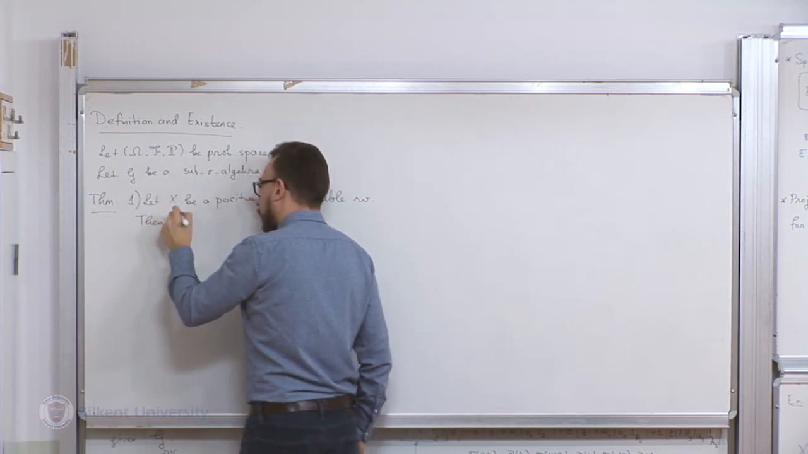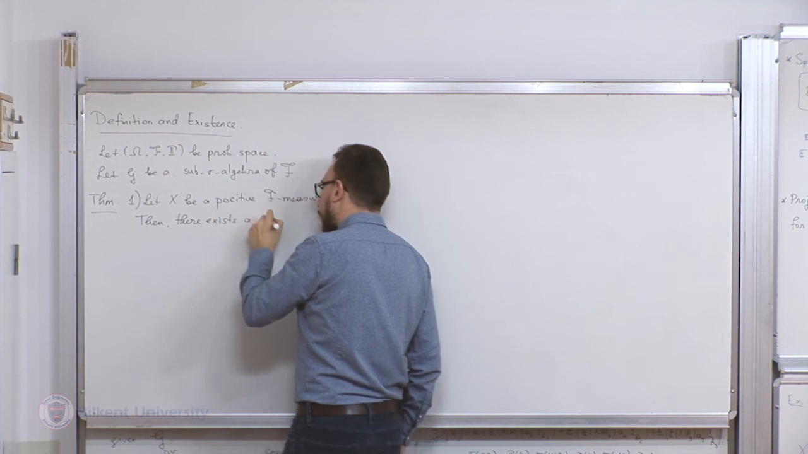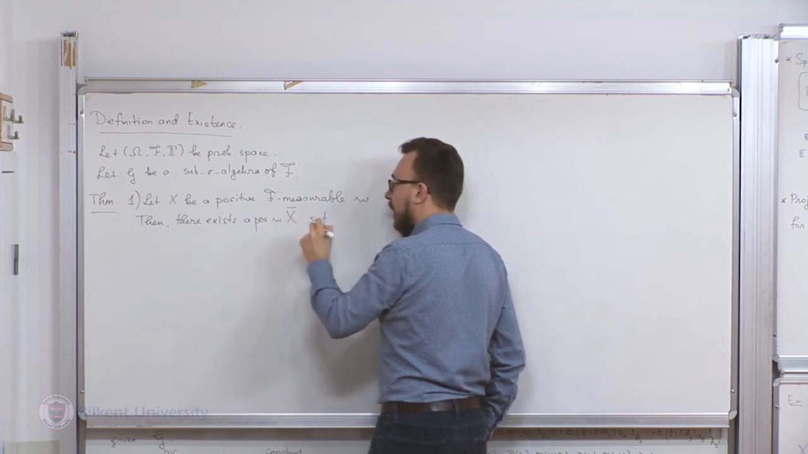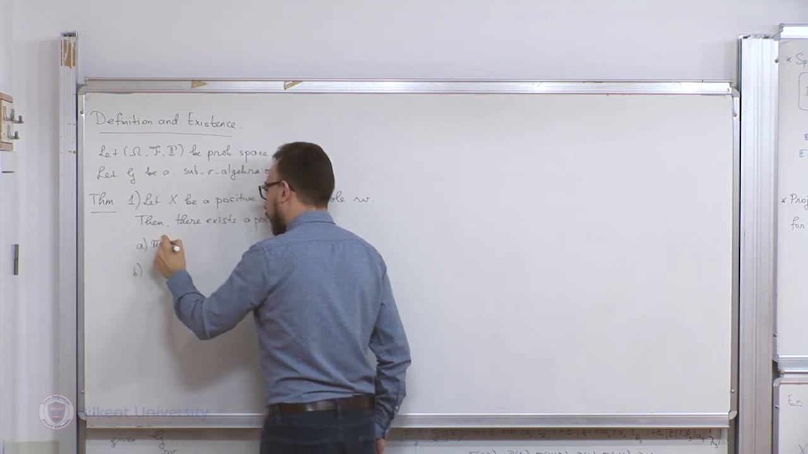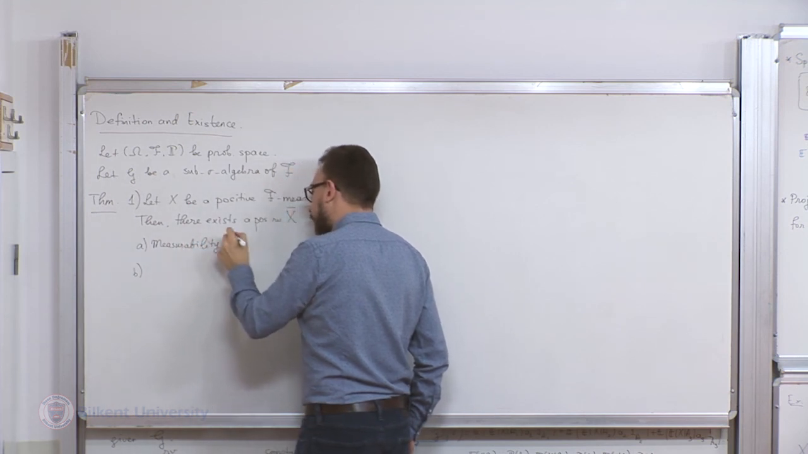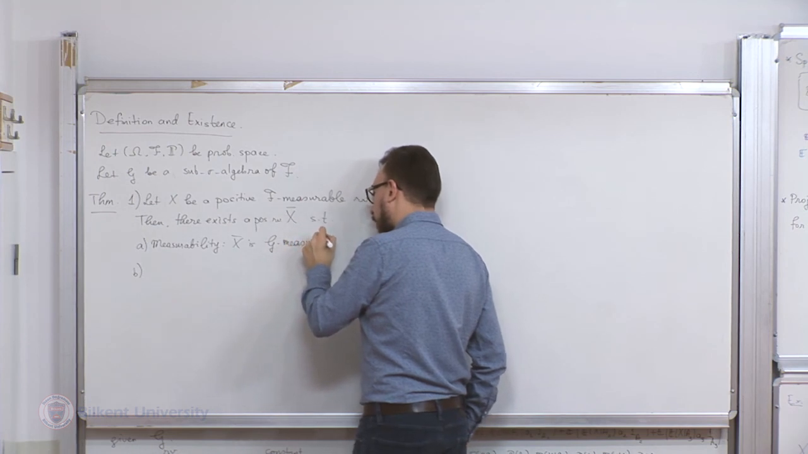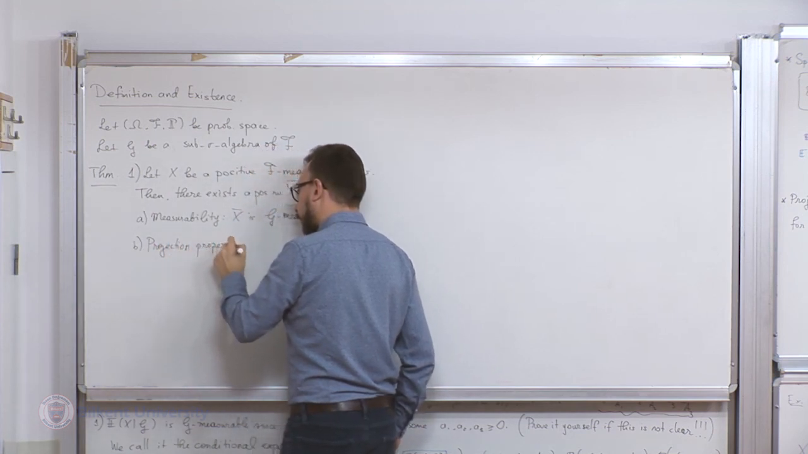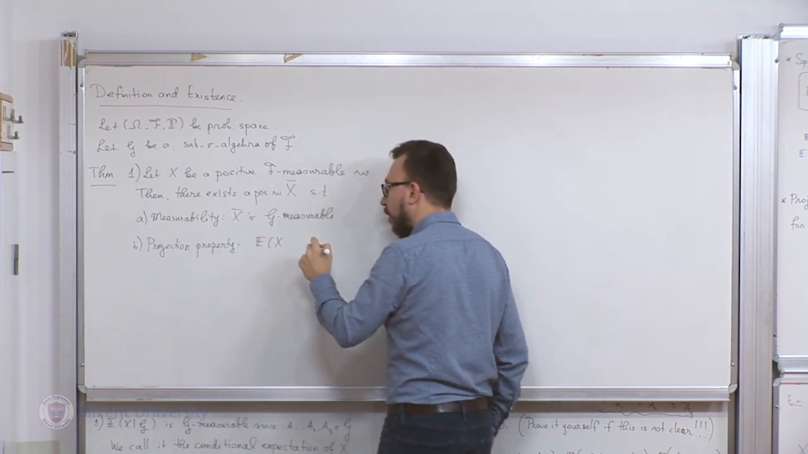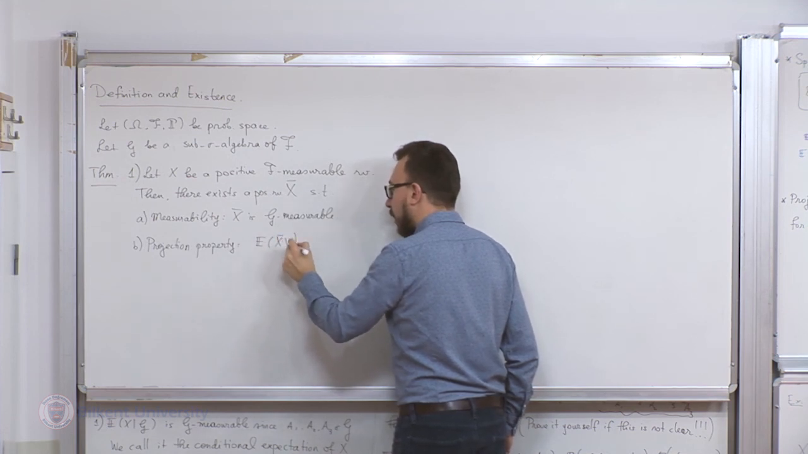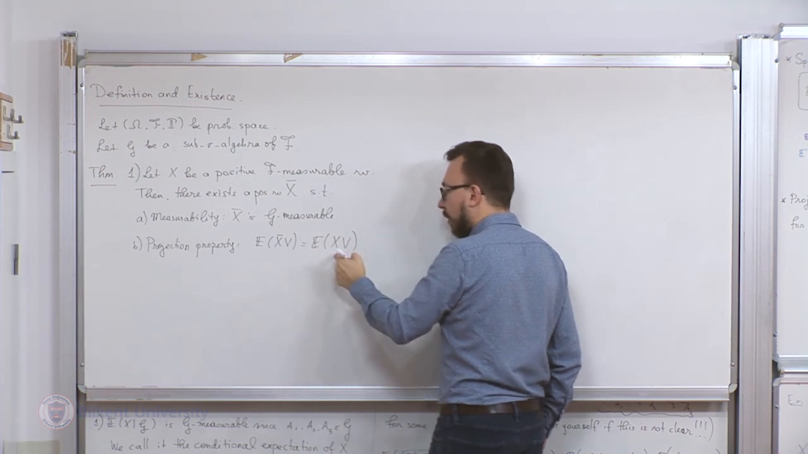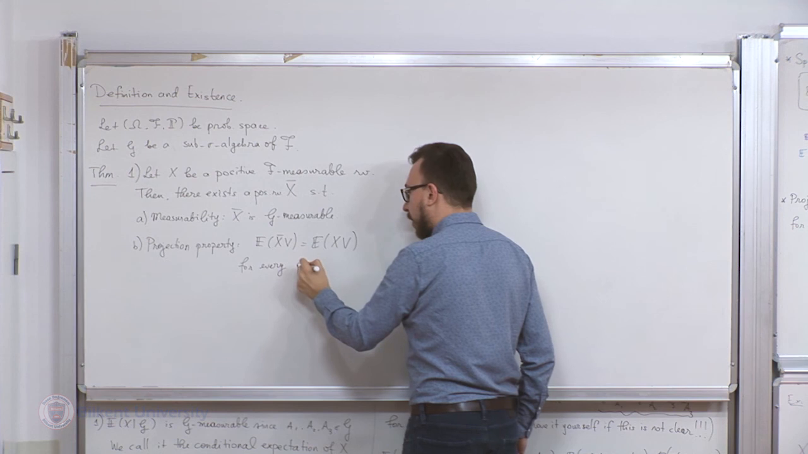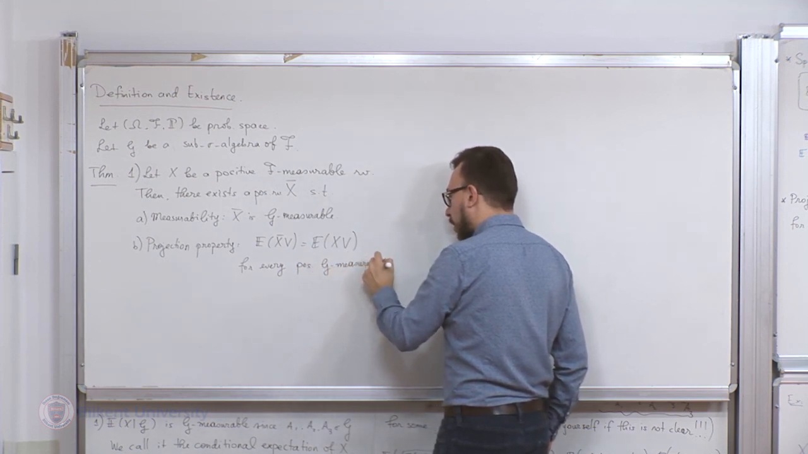Then there exists a random variable x bar, a positive random variable x bar, such that it satisfies two conditions. One is measurability: x bar is G measurable. The other one is the projection property: you can use x bar as a substitute of x if you do this operation for every positive G measurable random variable V.